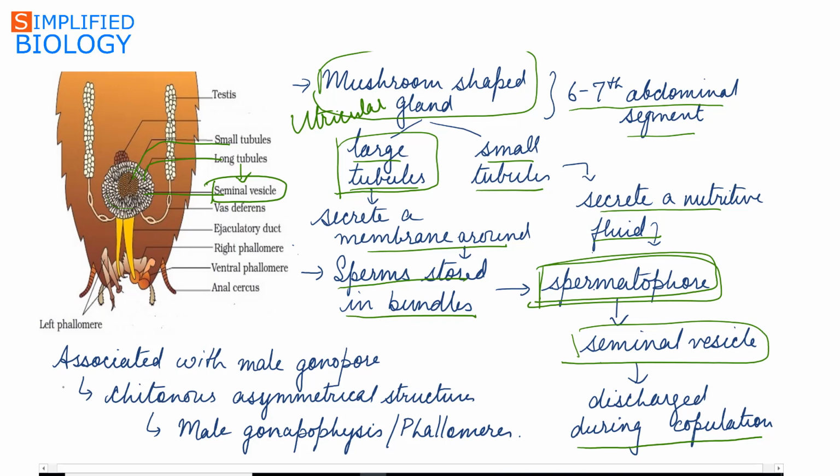Also associated with the male gonophore is a chitinous asymmetrical structure called the male gonapophysis or the phallomeres. They form the external genitalia.